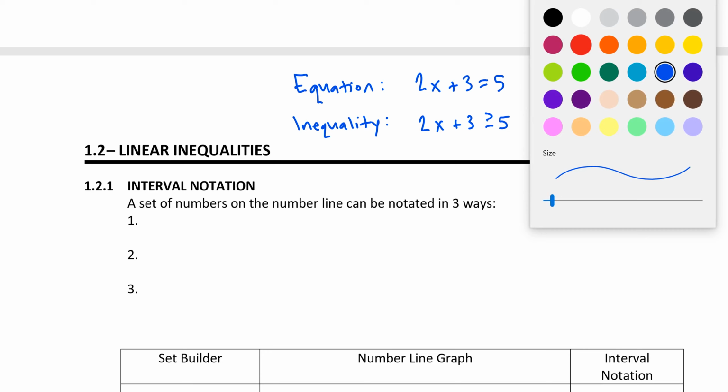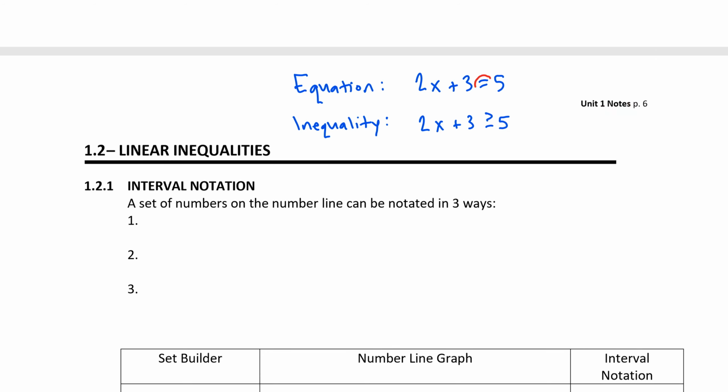The difference between these two statements is that one has an equals, that's what makes it an equation. The other one has an inequality sign, that's what makes it an inequality. Now, in an inequality, we may see any one of our four inequality signs. This example has greater than or equal to, but you might also see less than or equal to, greater than, or less than. This is the type of expression that we're going to be studying in this section.